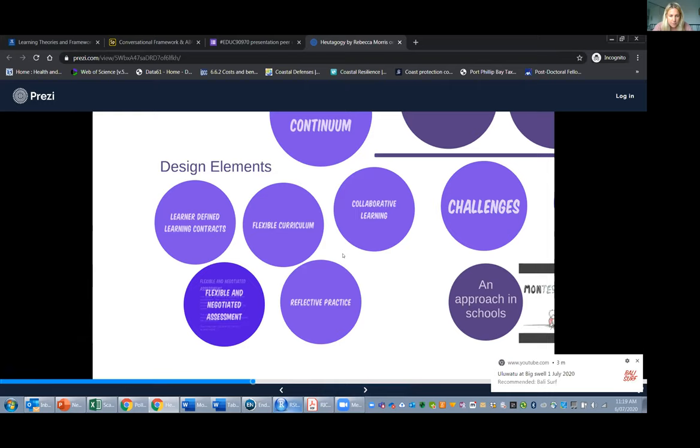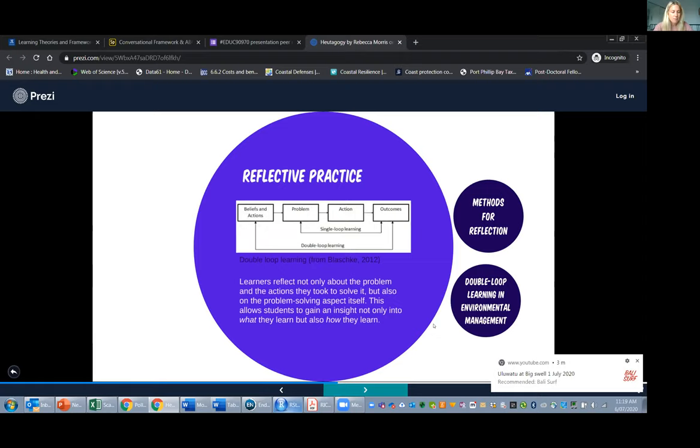And a very key part of the pedagogy is not only learning about the problem and how you solve whatever problem is presented to the students, but actually learning how you learn. So it's not only what they learn, but also learning how you go about your learning process. And this is what's been known as double loop learning.